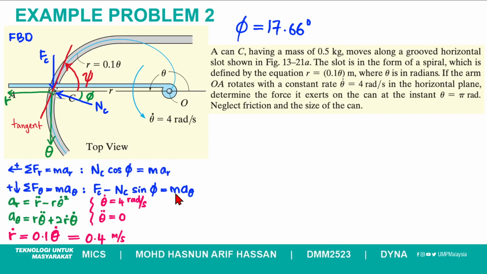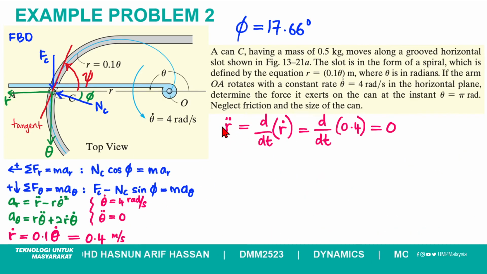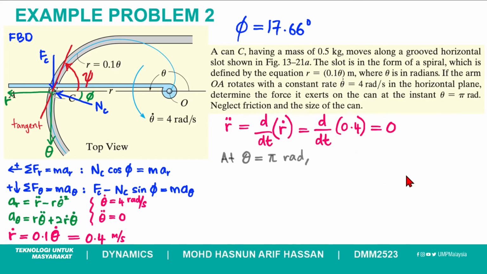Okay, we have all this. And what's left is the R double dot. So R double dot is basically d over dt of R dot. Tadi kita dah tahu R dot is 0.4 meter per second. So d over dt of 0.4 is 0 lah. So we know R double dot is equal to 0.